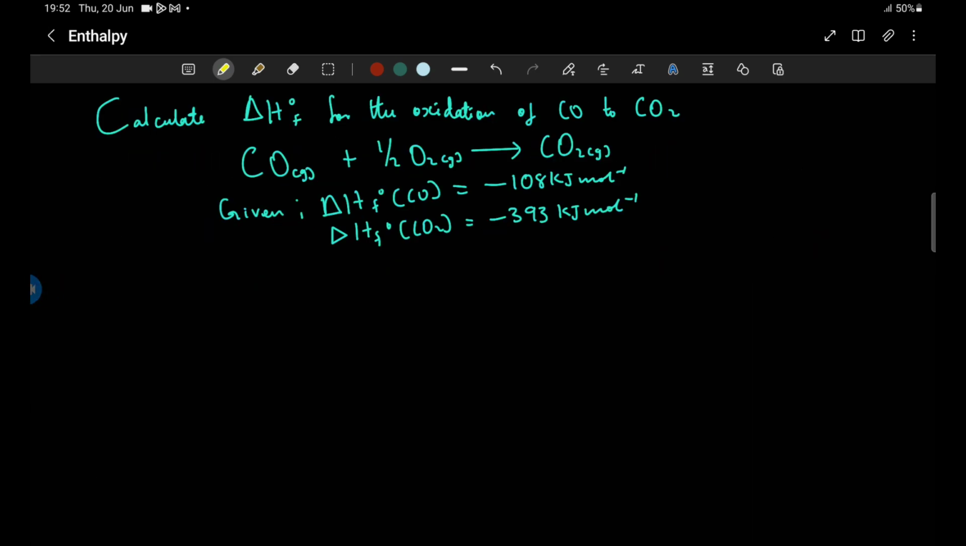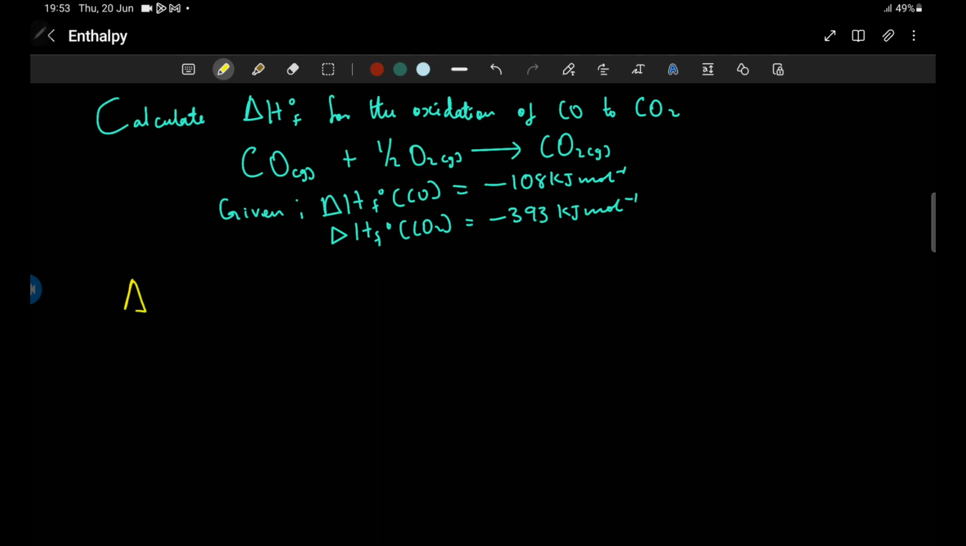So we're told to calculate the heat of formation for the oxidation of carbon monoxide to carbon dioxide. So what do we do in that case?